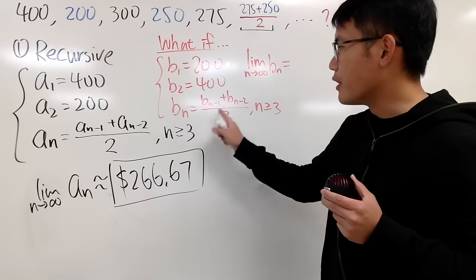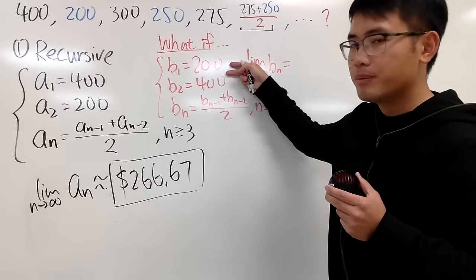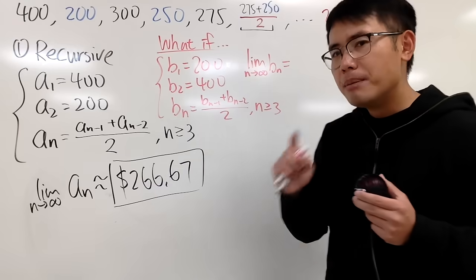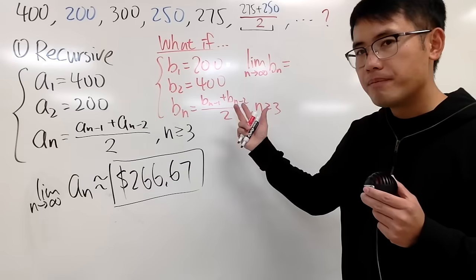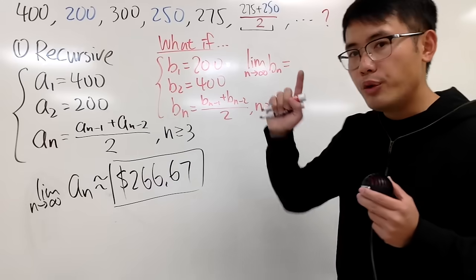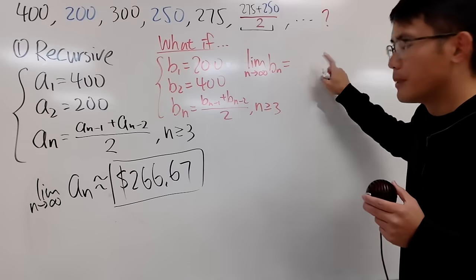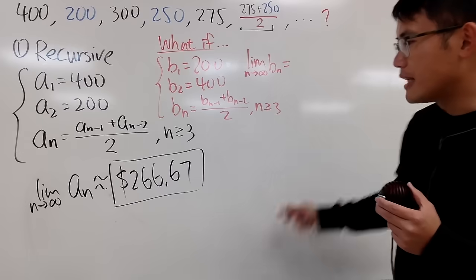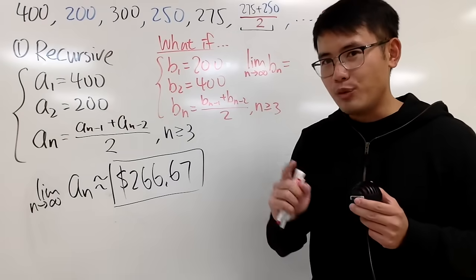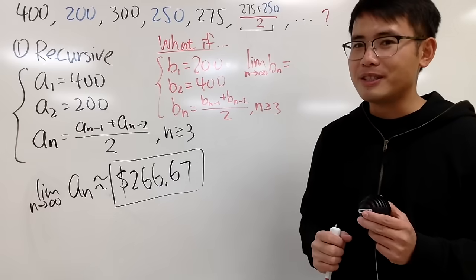So B3 from here is still going to be the average of these two. So it's still going to be 300. But in this situation, if I call the price first, do you think that eventually the price right here is going to be the same as this one here? If you would like, you can pause the video and think about it.